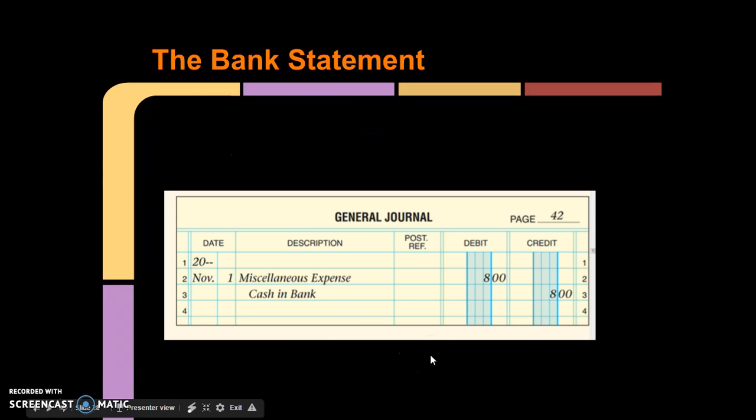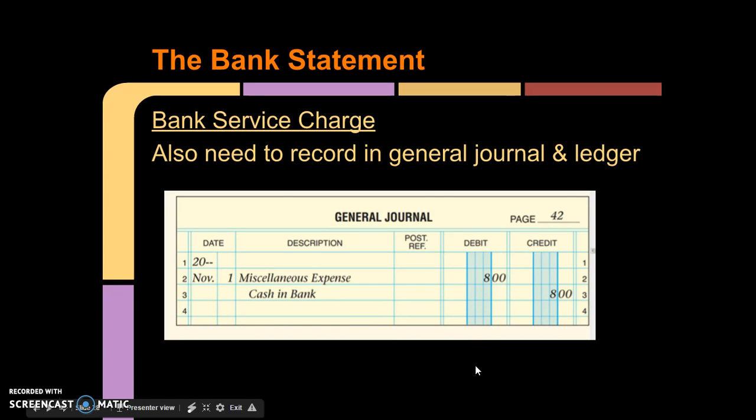This transaction then has to be journalized because it is not one that has been journalized based off of a payment to another party. This is one that is coming from our bank. So after we are notified of it on our statement, we have to go to the general journal and record it. We record it as a debit to miscellaneous expense and a credit to cash. You've got to record it, then you have to post it.